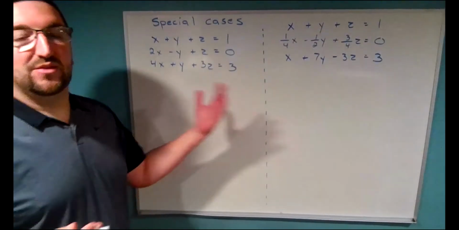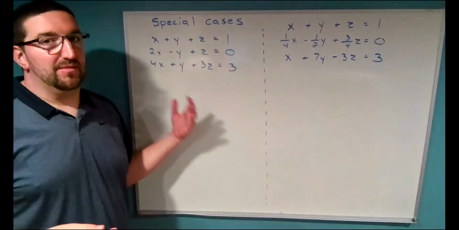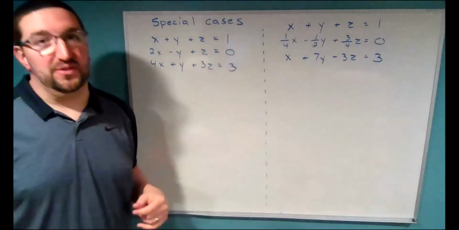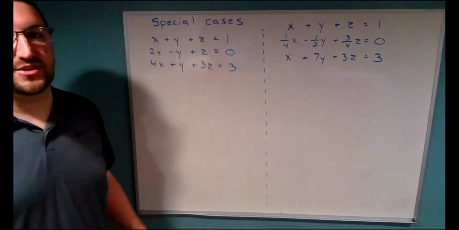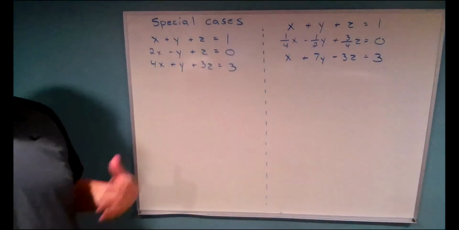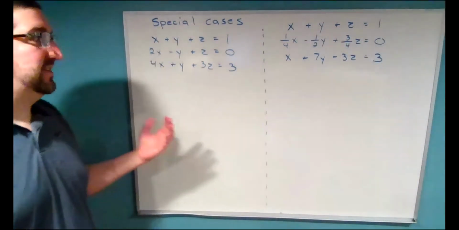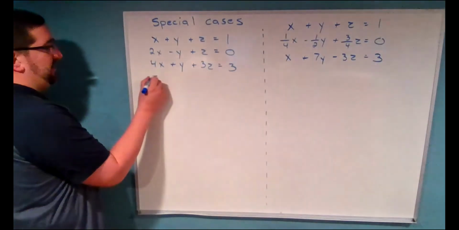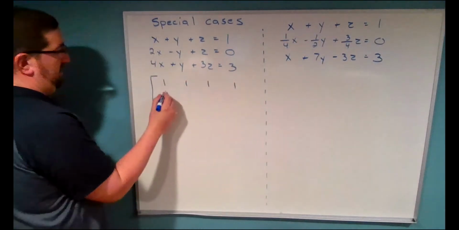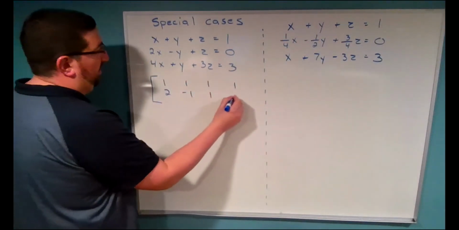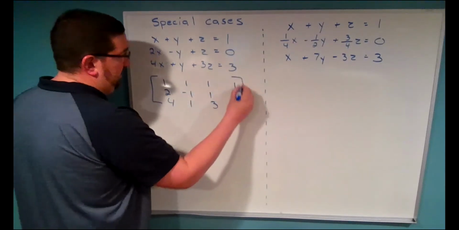Okay, just like in 4.1 when we had a 2-variable, 2-equation system, there are special cases in other ones. In this case, we have 3 variables, 3 equations. There are special cases, and I want to let you know how to identify those when you do the reduced row echelon form. So let's first create our augmented matrix here. We're going to have 1, 1, 1, 1, 2, negative 1, 1, 0, 4, 1, 3, 3.